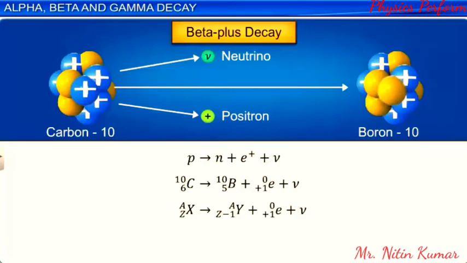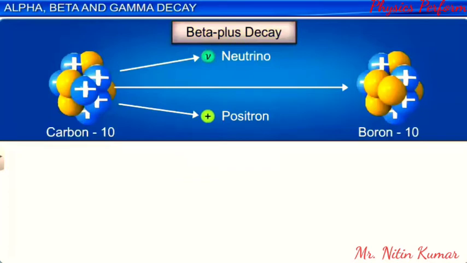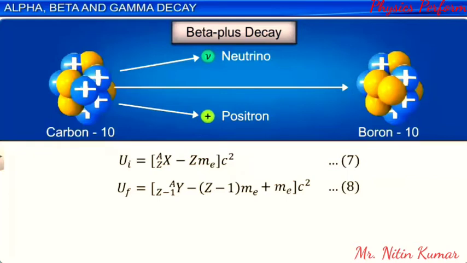Let us now calculate the Q value for beta plus decay. The rest mass energy of the initial constituents is equal to Ui, given by equation 7. The rest mass energy of the final products is equal to Uf, given by equation 8. Then, the Q value of the reaction will be Ui minus Uf, as given by equation 9.